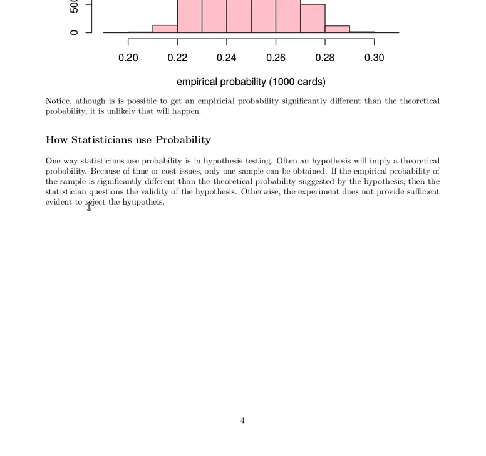So we go and do that one sample and calculate the empirical probability that that sample suggests. If that empirical probability is significantly different than the theoretical probability suggested by the hypothesis, then there's reason for us to question whether the hypothesis is correct. There's reason to feel like we could reject that hypothesis. Otherwise, if it's not significantly different, we don't have enough evidence to reject the hypothesis. Okay, we'll come back to that later on in the course, but there's the idea.